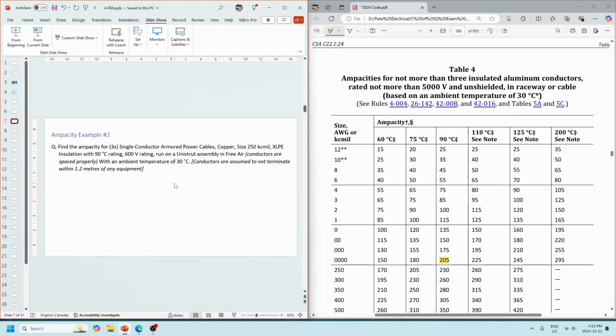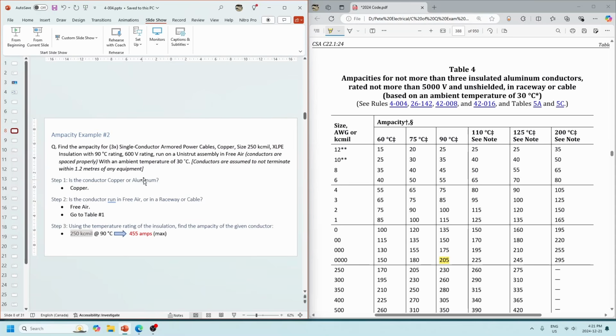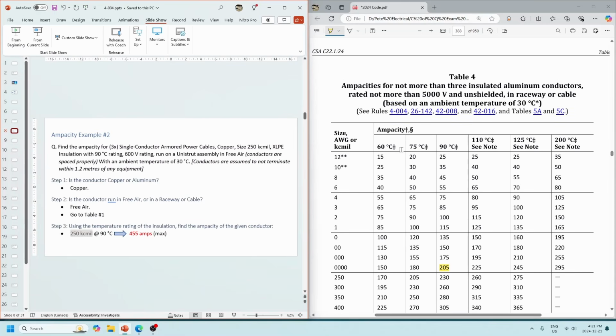So we don't have to worry about ambient temperature because we're below 30 degrees. We don't have to worry about being greater than 4 conductors because we've got 3 conductors and they're all being run in free air. So we're looking at copper. We're doing a free air installation. So in that case, we're going to go to table 1.